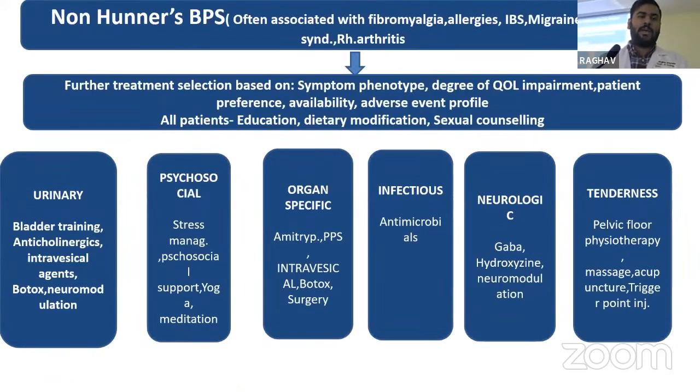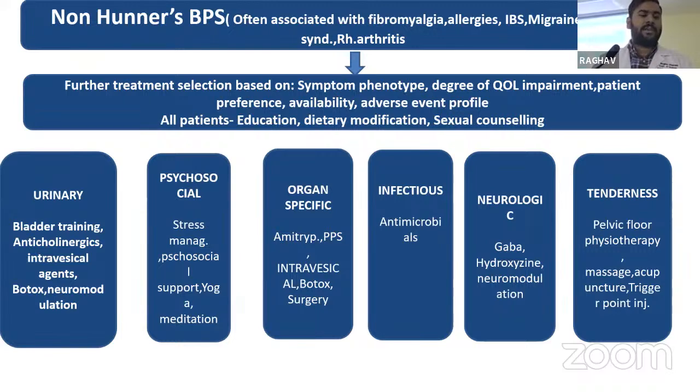In non-Hunner's bladder pain syndrome, which is often associated with fibromyalgia, allergies, IBS, migraine, chronic fatigue syndrome, and rheumatoid arthritis, the further treatment is based on the symptom phenotype and degree of quality of life impairment, patient preference, availability, and adverse event profile. What is a must is education in all patients, dietary modifications, and sexual counseling. In urinary predominant patients, we advise them bladder training with a voiding diary.